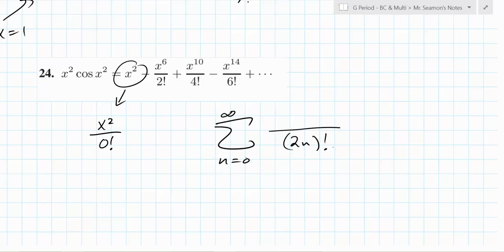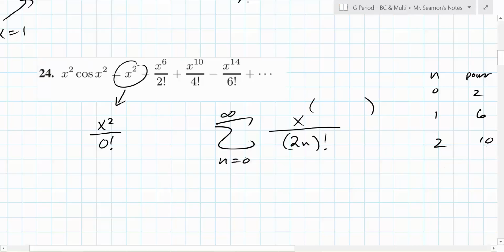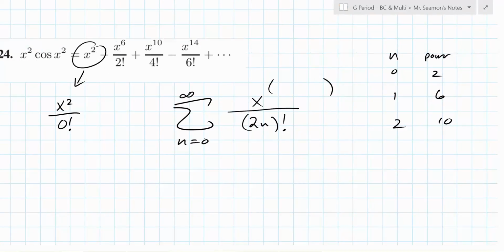Now though, we have to figure out what the formula is for the numerator. It's going to be x to a certain power, right? X to some power. When n is 0, what's the power of x? 2. When n is 1, what's the power? 6. When n is 2, what is it? 10.